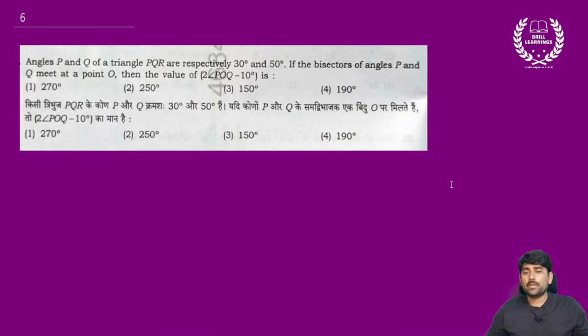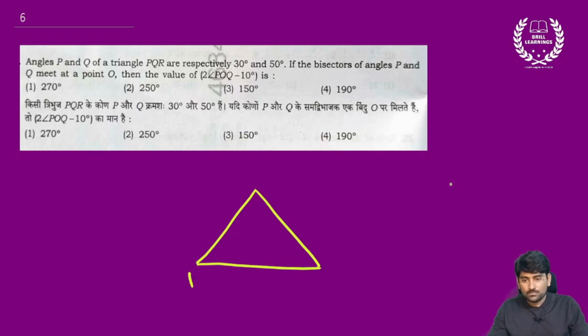Angles P and Q of a triangle PQR are respectively 30 and 50 degrees. First, draw a triangle here. PQR. The angle is 30 degrees. Here it is 50 degrees. And we don't know the value of R. But however, what is the R value? Total angle should be 180. That means the two angles add to 80. That means the third angle is 100 degrees here.